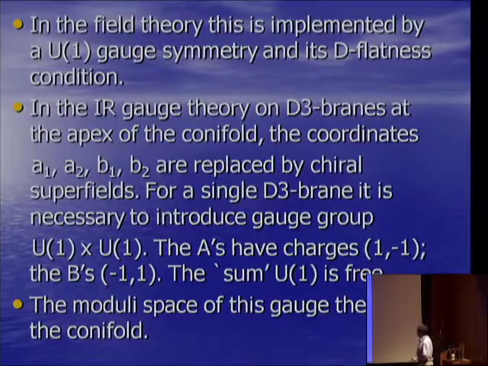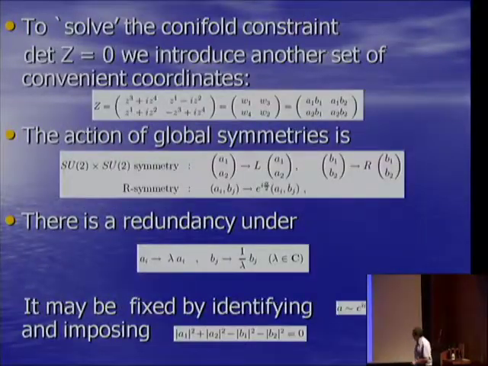Essentially what you do then is you replace these A's and B's by chiral superfields. And for a single D-brane, you need an interacting U1, but you also introduce, just for the ride, a free U1 because there is always a free U1. This is a center of mass degree of freedom. So you postulate a U1 cross U1 gauge theory where the two A's have charges 1, -1, and the two B's have charges -1, +1. Then the sum of these U1s is completely free because the A's and the B's are both neutral under it. But the difference U1 is precisely the one that introduces these constraints on the moduli space.